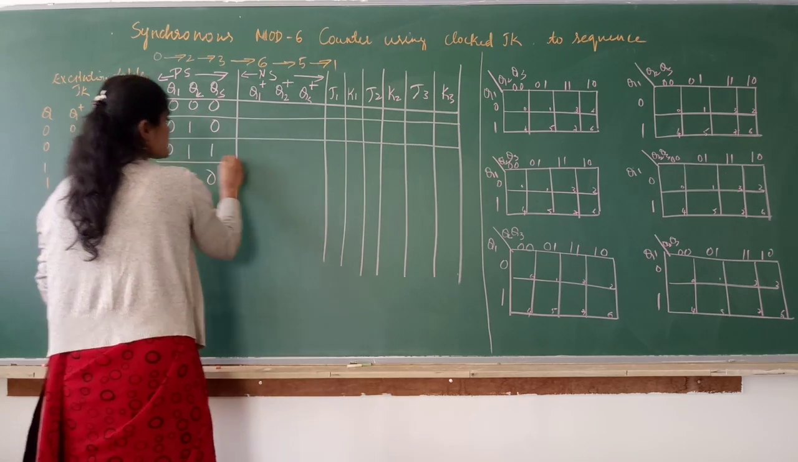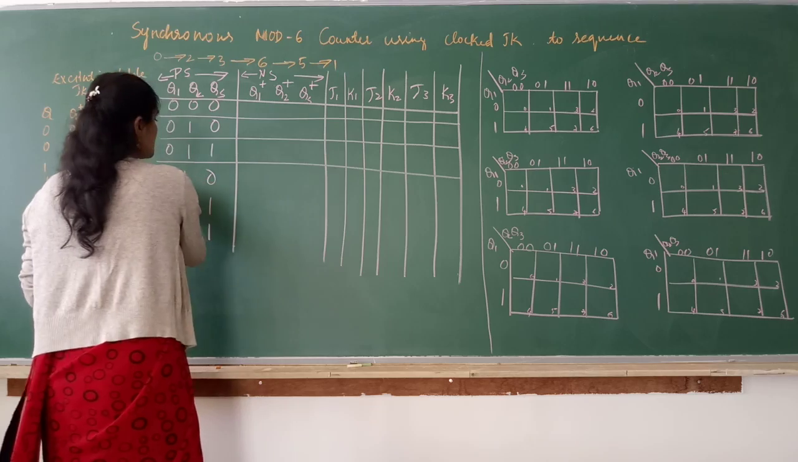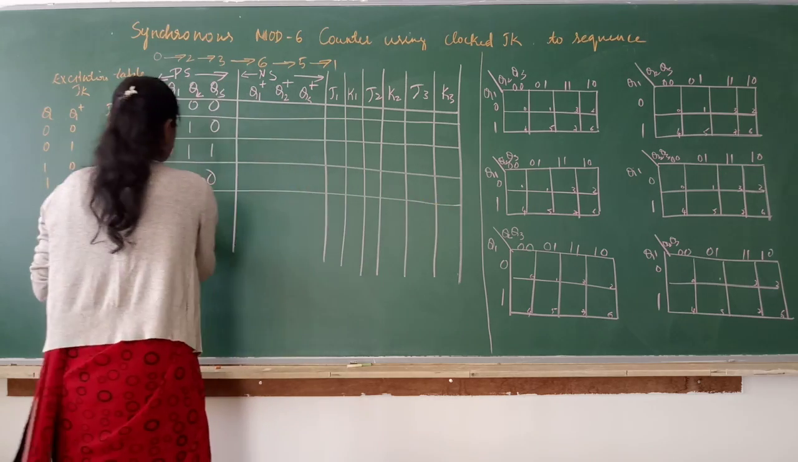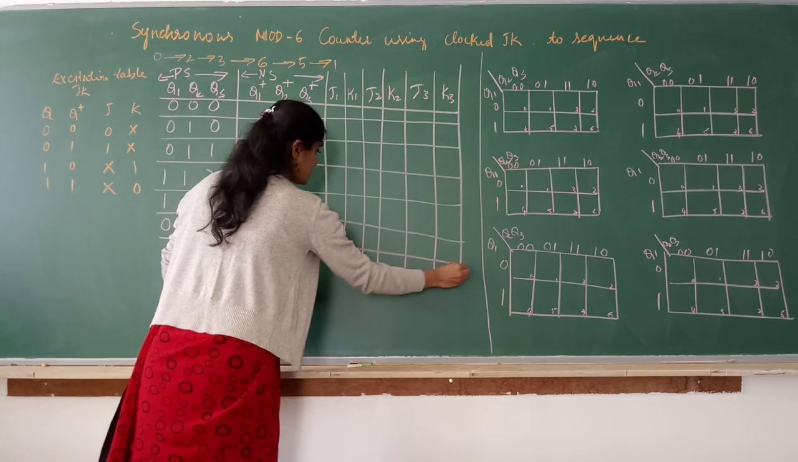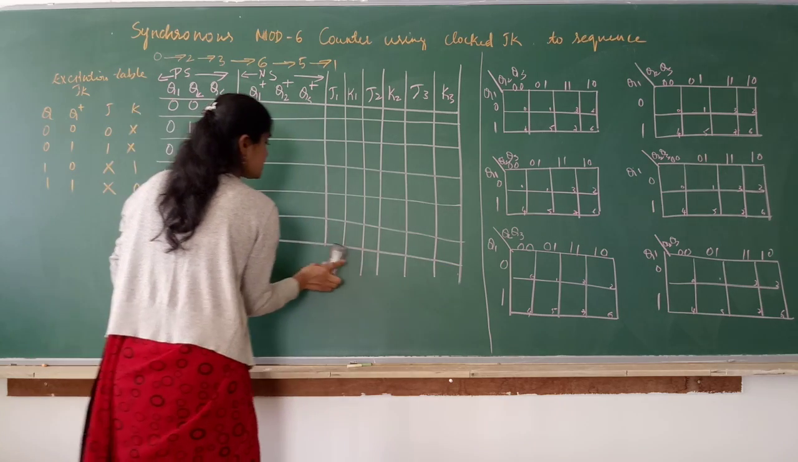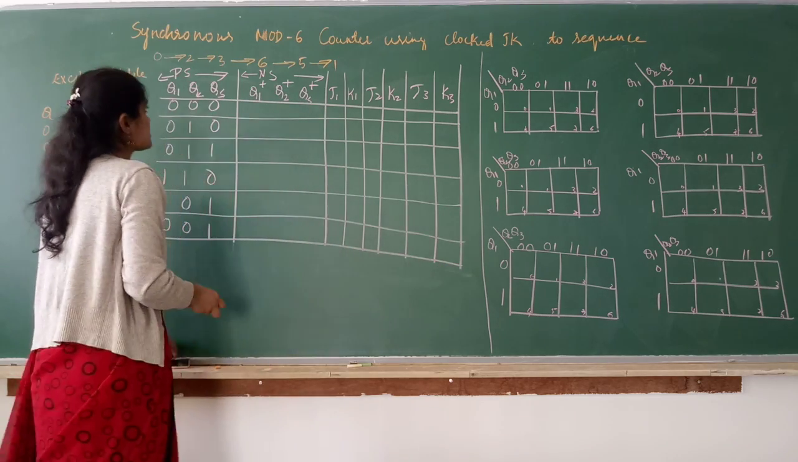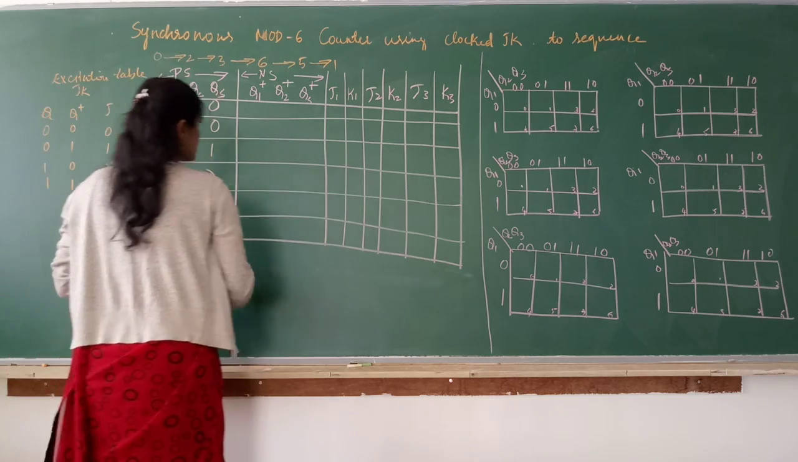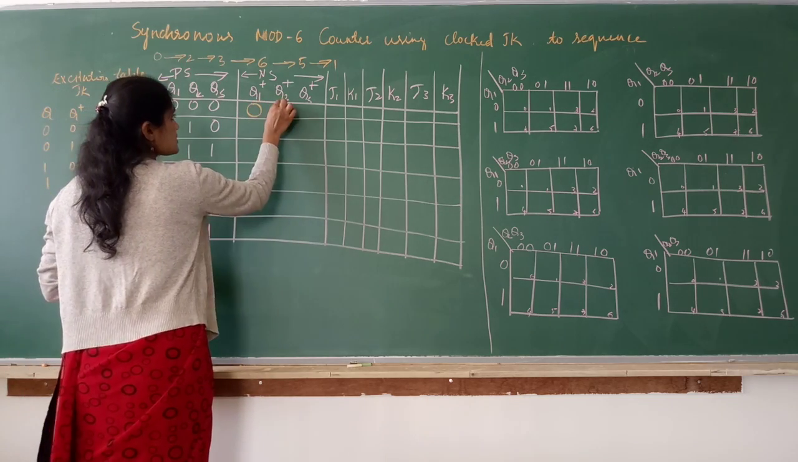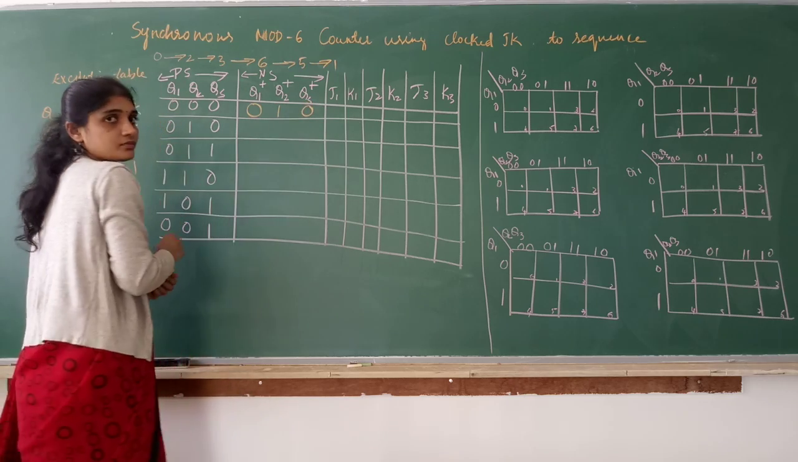what is the first sequence we have? 0. If 0 is the present state, what is the next state? Look at the sequence that they have given in the question and decide what will be the next sequence if 0 is the present state. If 0 is the present state, what is next state? 2. Next state is 2. 2 is what? 0, 1, 0.